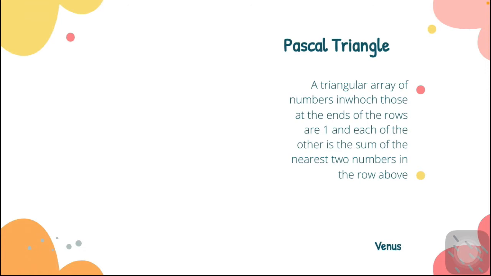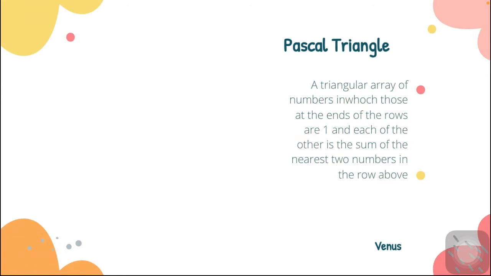Yun yung tinatawag na binomial expansion using Pascal triangle. So, gagamitin natin siya ng Pascal triangle. So, ano nga ba ang Pascal triangle? Pascal triangle is a triangular array of numbers in which those at the ends of the rows are 1 and each of the other is the sum of the nearest two numbers in the row above.